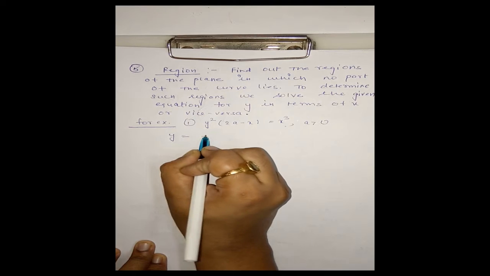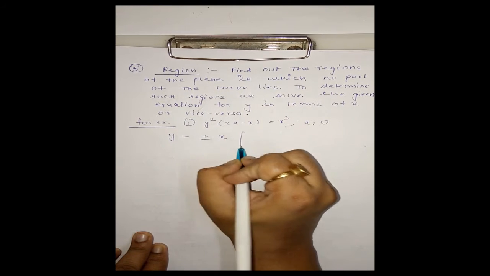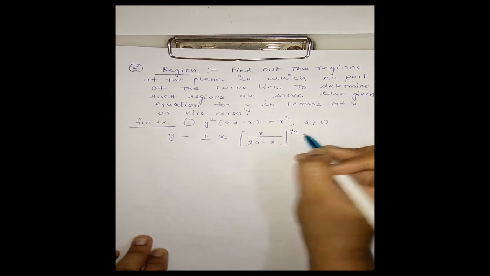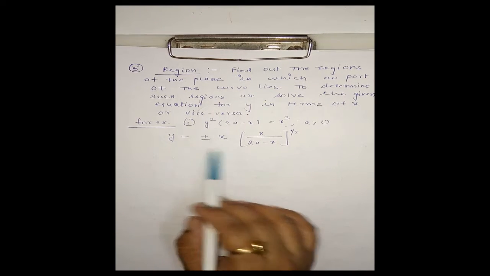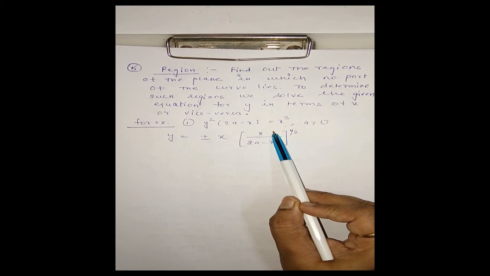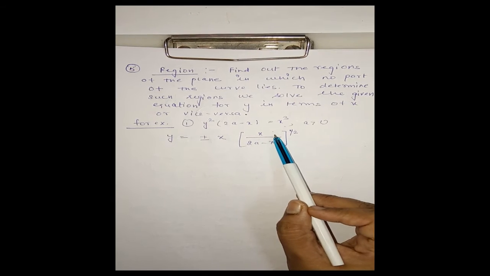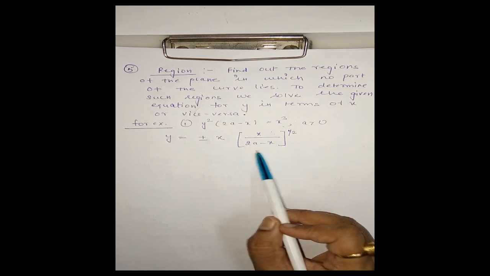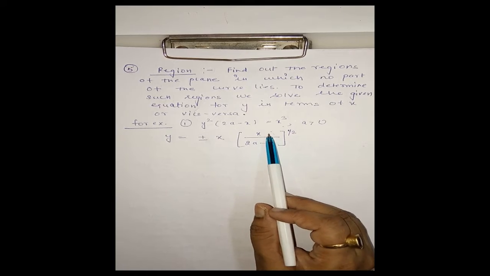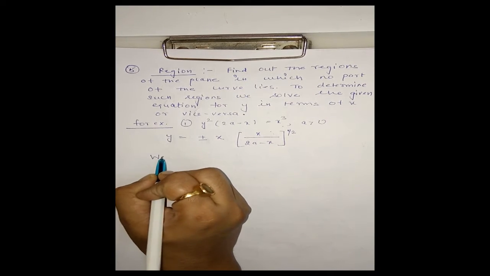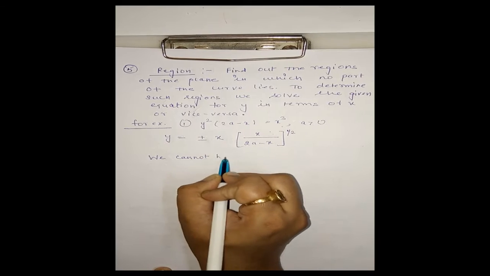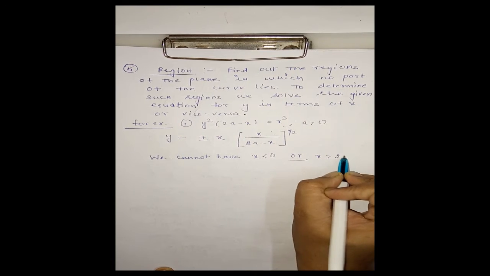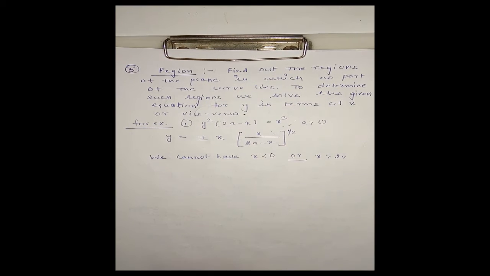Now on solving this, I get y is equal to plus minus x square root of x by (2a minus x). This is square root. Okay. Now it is clear from this equation that x cannot be negative. In that case, we will not have a real root. And in case x is greater than 2a, then in that case also we are getting imaginary roots, not a real one. It is clear that we cannot have x is less than 0 or x is greater than 2a. In both cases, we are getting imaginary roots.